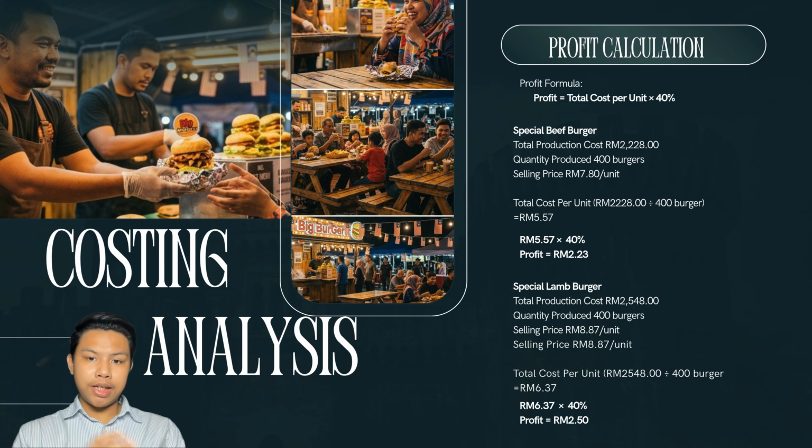Therefore, the selling price is RM7.80 per burger. For the special lamb burger, the cost per unit is RM6.37. After adding a 40% profit margin, the profit is RM2.50 per burger. Therefore, the selling price is RM8.87 per burger.